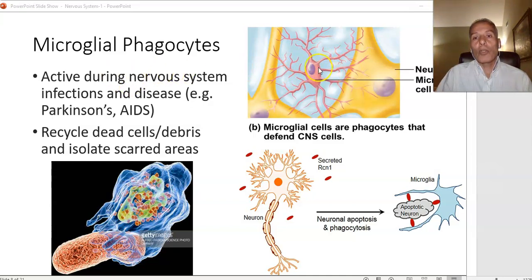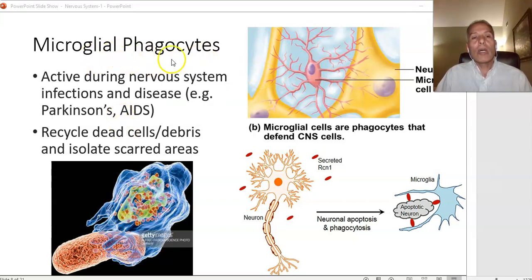So, for example, when someone has a brain infection, meningitis or encephalitis, there will be a lot of these microglial phagocytes, because they will be fighting the bacteria or virus that invades the brain. They do a spinal tap to draw fluid out of the spinal cord, and they measure how many cells per speck there are, and they can tell if there's an infection, because if there is one, there will be more of these.